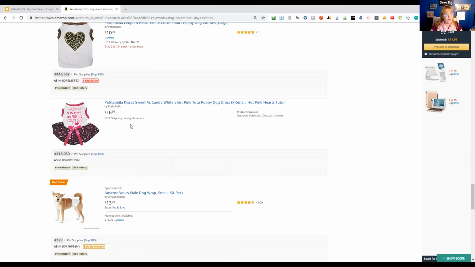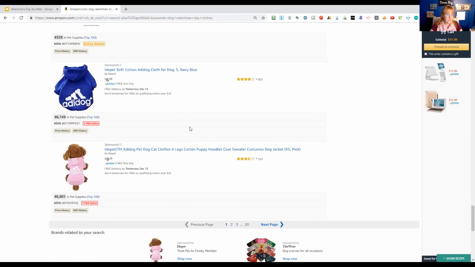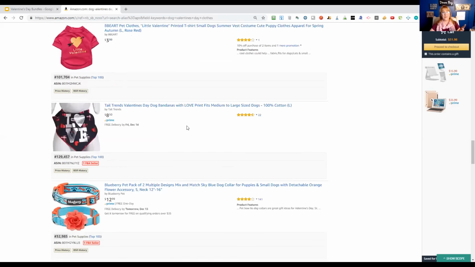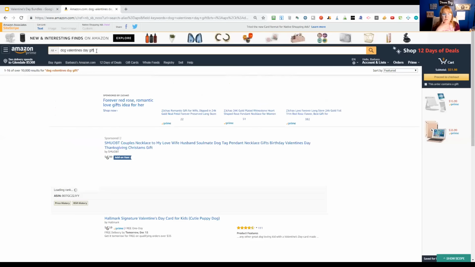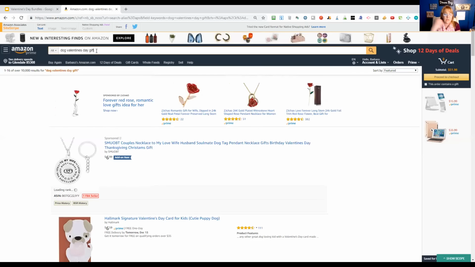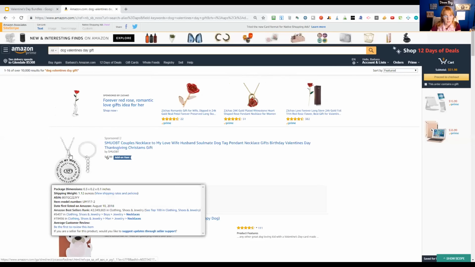Okay, so this is so cute. You could put this together with a couple of different things to make a little bundle for a little dog. So that was just typing in Valentine's Day dog clothes, dog Valentine's Day clothes. How about if we change this clothes to gift and see what comes up? You think people give their dogs gifts for Valentine's Day? What do you guys think? That would be a yes. Yes, they would. So this is interesting. There's a dog collar necklace. Interesting. That's very interesting.